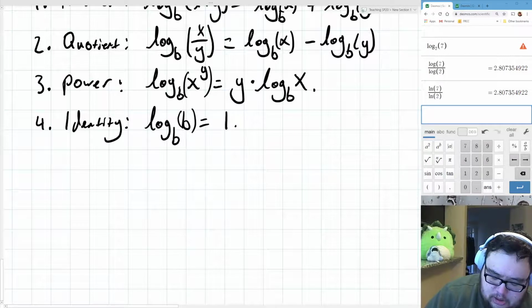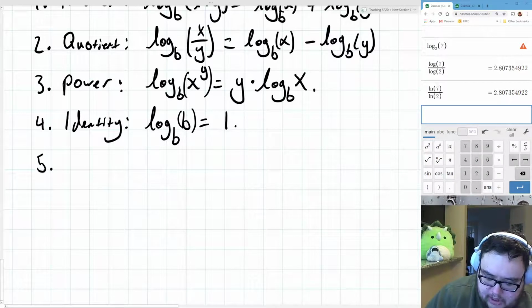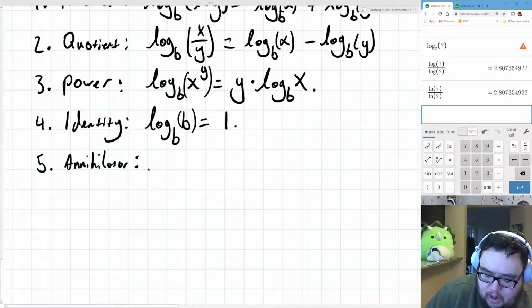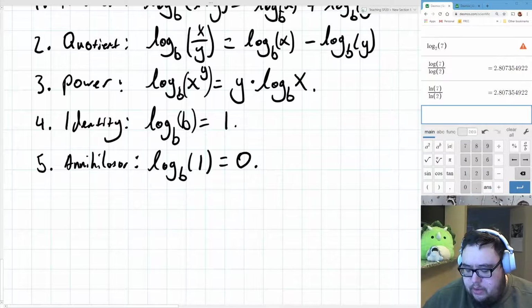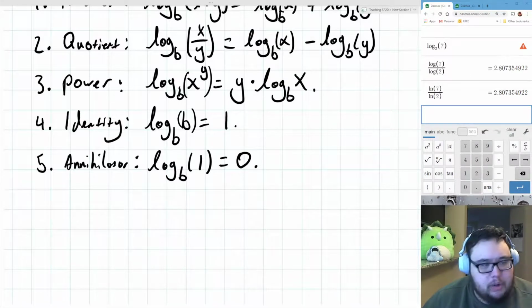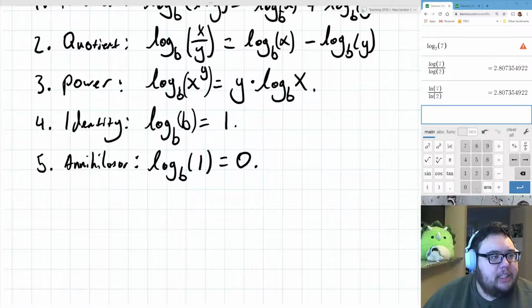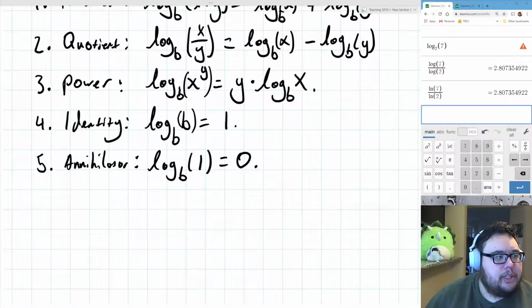And we also have an annihilator property, which is that log base b of 1 is equal to 0. What power do I have to raise b to get 1? Well, b to the power of 0 is equal to 1. Anything to the power of 0 is 1, except for 0. 0 to the power of 0.